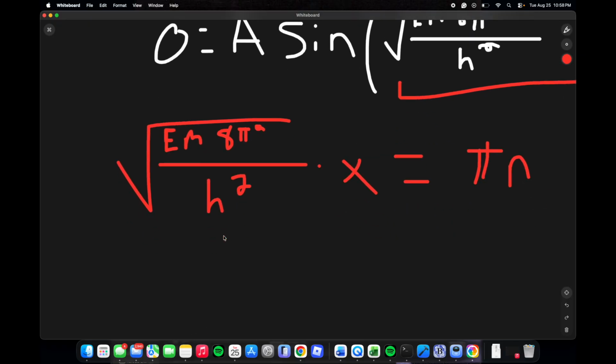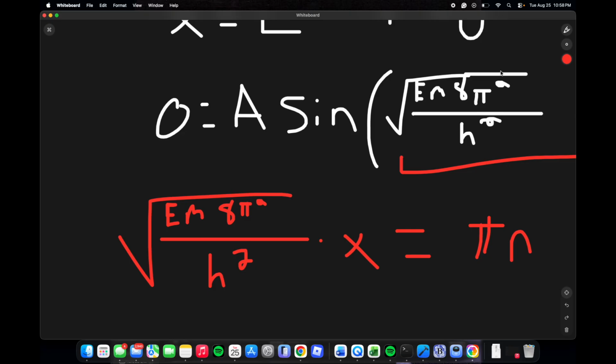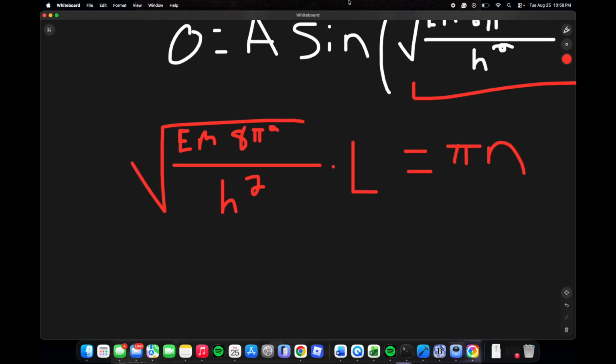Okay, so let's now solve for E. Hopefully this isn't too difficult for you guys. We're going to square both sides, right? How did x get there? Hold on. My apologies, I was confused why x was there. This should be L, the length of your box, and then this is equal to pi n. I was like, that doesn't make much sense. Okay, we figured it out.